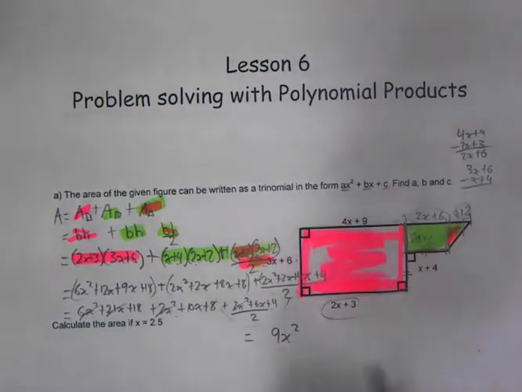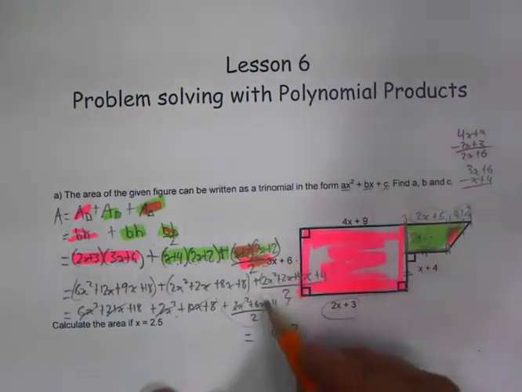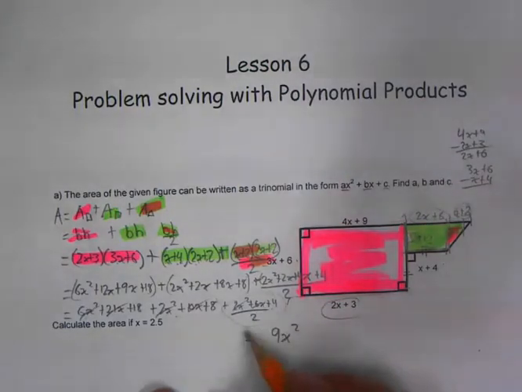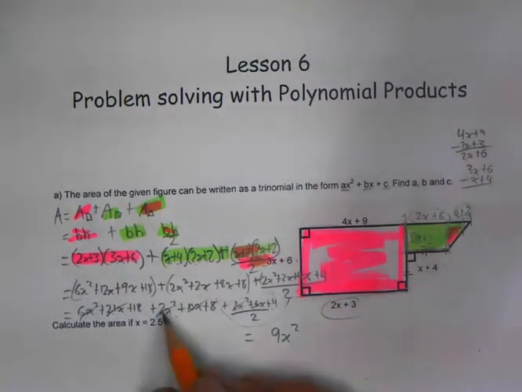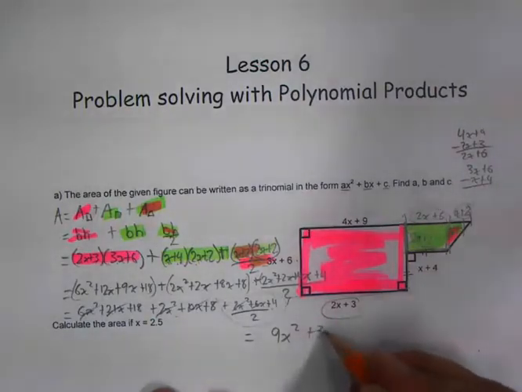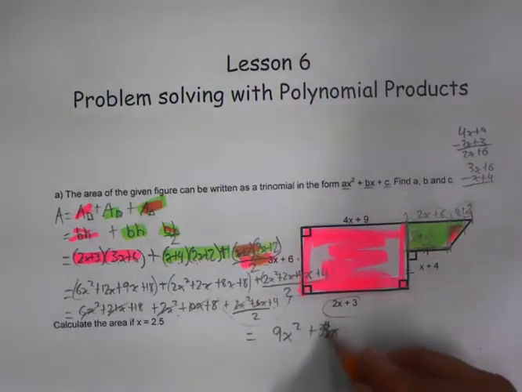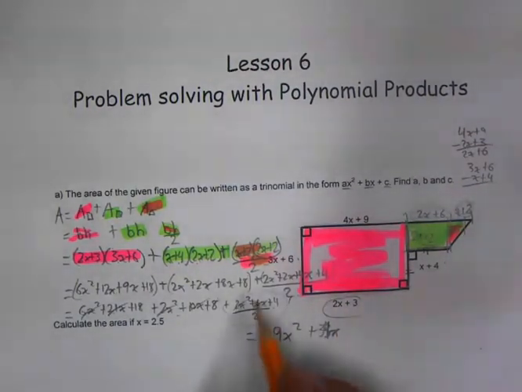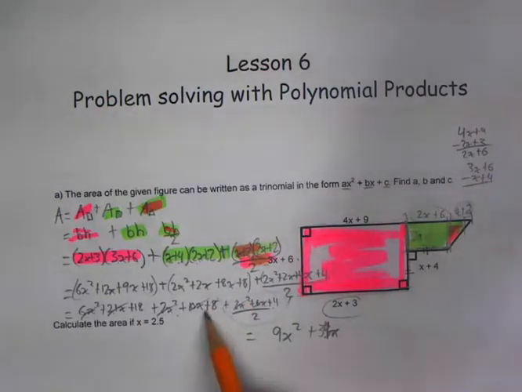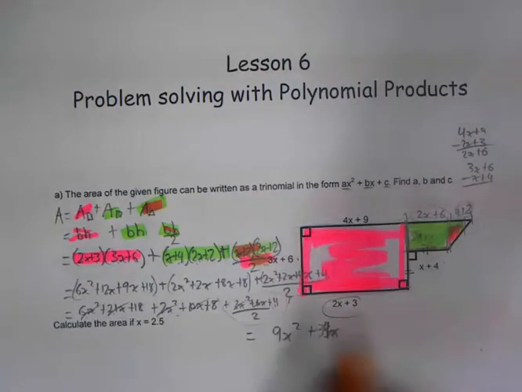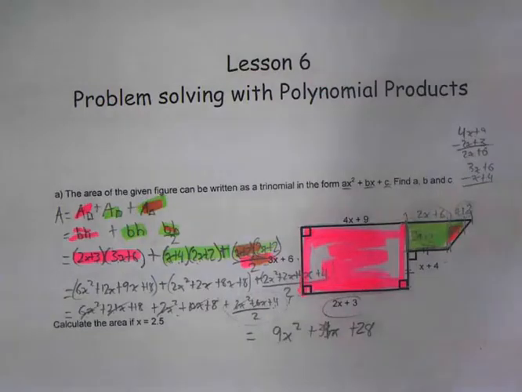Okay? Now 21x plus 10x is 31x. And then here it's going to have to only be 3 because it's divided by 2. So we have 31 plus 3, which is 34x. Then I'm going to have 18 plus 8, which gives me 26. Plus another 2 gives me plus 28. And here is my equation.